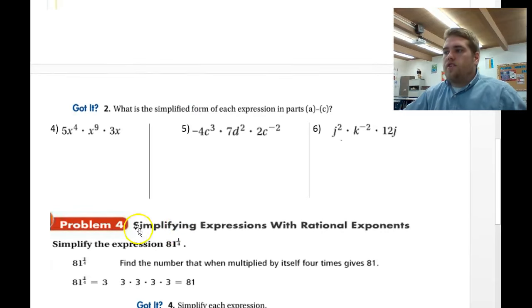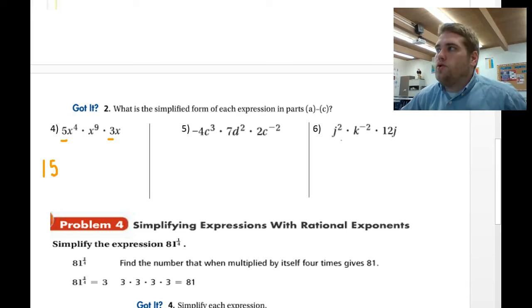And once again, I've just got some more of these got it's. So first thing I want to do on number 4 is I want to pull all my numbers away. So I have 5, I have nothing here, right? So there's a 1 and then a 3. So 5 times 3 gives me 15, okay? And that's what's my orange.